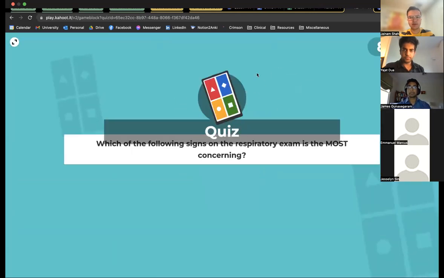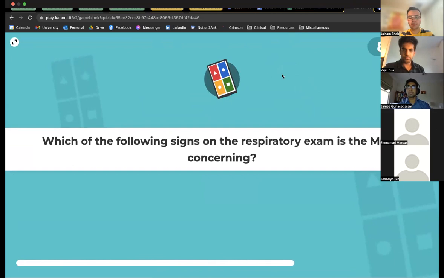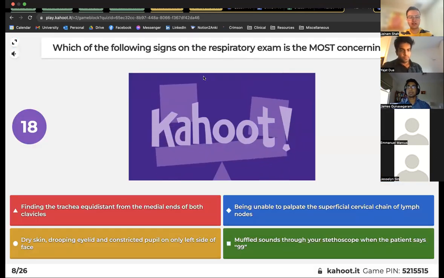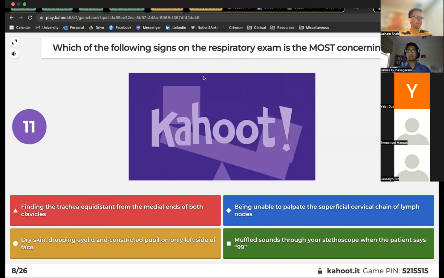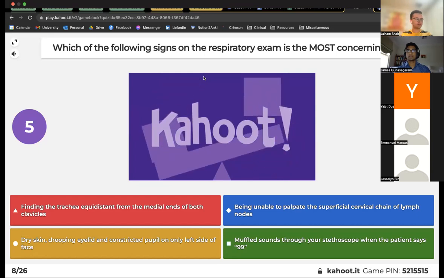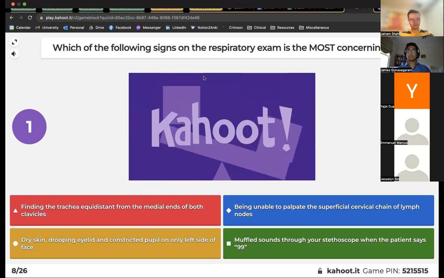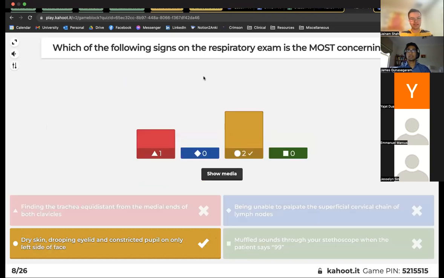All right. Next question. Which of the following signs on the respiratory examination is the most concerning? Again, a little bit subjective, but I want you to think about what all these signs could be indicating as the underlying pathology. Yes, amazing. Well done. So just to clarify for the red one, when we look for tracheal deviation, we look at the patient's neck. We ideally want the trachea to be equidistant from both the clavicles because that tells you it's smack bang in the middle, which is normal.